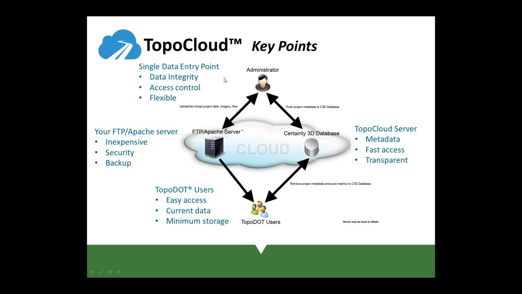So the key points we want to basically accent here. In TopoCloud, you have a single data entry point, and we think that's key. This idea of streaming data back and forth from users, and point clouds going all over the place, you can lose control real quickly. Point clouds are survey data, and there's only one person that should be able to put them up and say that is correct. That is the one we're using. So the data integrity is kept with TopoCloud.